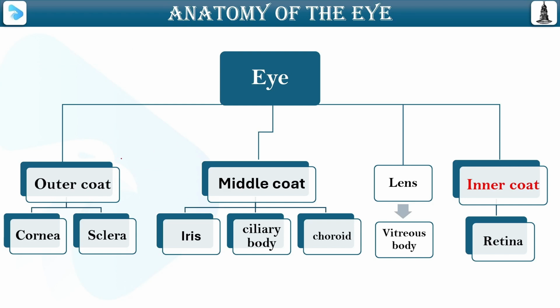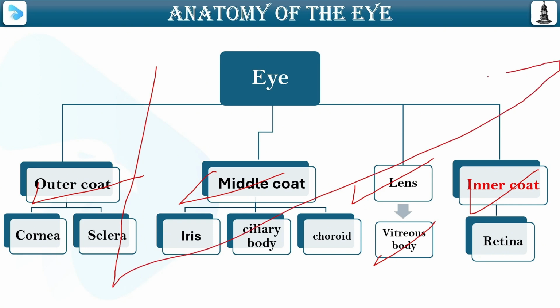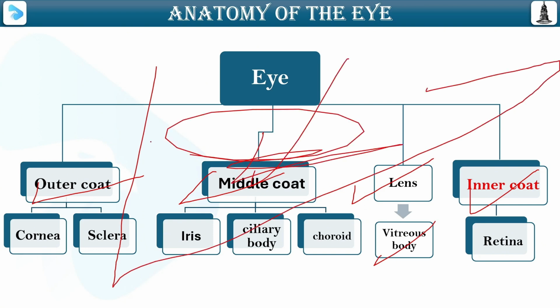And with that, we finished the coats and the contents of the eye. We finished the outer coats, the middle coats, and the inner coat. We finished the contents, the lens and the vitreous body. We finished the structure of the eye. All right.